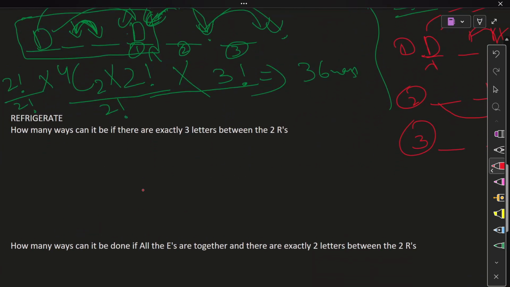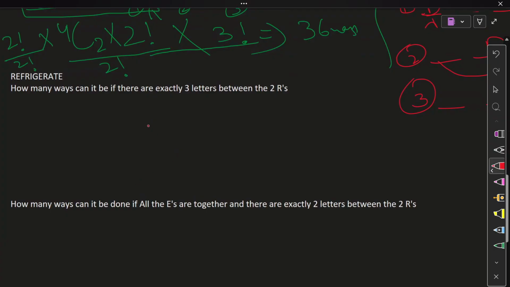Okay, अगला सवाल, the word is refrigerate. How many ways can it be done if there are exactly 3 letters between the two R's? A little more complex, but same concept will be used. And there's another case of this, but let's just get over with this first. कैसे करेंगे भाई सब बताओ? खुद करो please. Do it yourself.